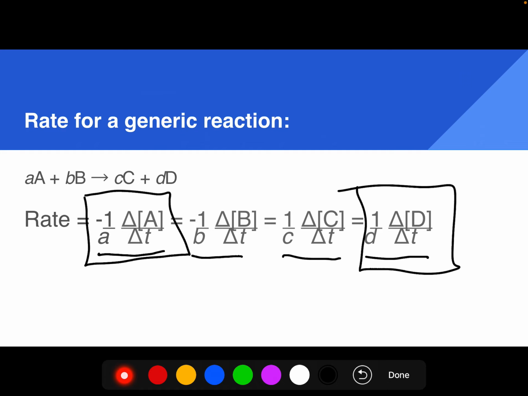Now, remember, this is generic. Some reactions will only have one reactant, or only one product, or more, whatever. But this is what you would do. You do 1 over the coefficient times the change in molarity of that substance over time. If it's a reactant, it has the negative. If it's a product, there is none.